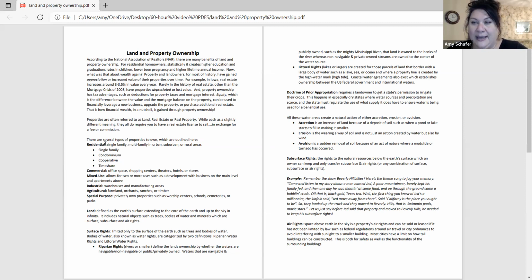Residential homes can be anything in a suburb, an urban, or a rural area. It includes single-family standalone homes, condominiums, co-ops, or timeshares. They're often also townhomes or an apartment style feature, or maybe even an apartment building. Commercial is office space, shopping centers, theaters, hotels, anywhere you go to do business. And commercial can be light or heavy. And residential can be light or heavy as well.